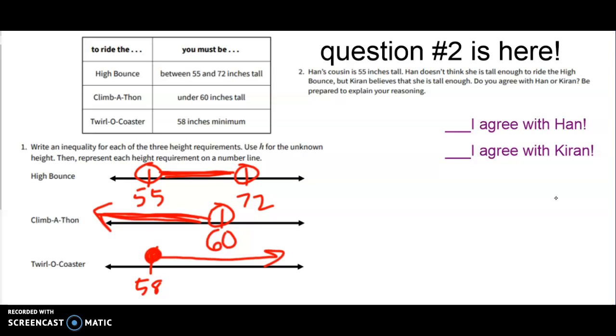All right, so let's take a look at Han, 55 inches tall. Well, could she ride the high bounce? Is she between 55 and 72? Well, she's right at 55, and we don't include 55 on that. So we should agree with Han. Han says she's not tall enough to ride it. She's not over 55. She's right at 55.